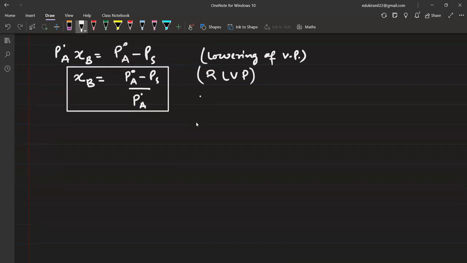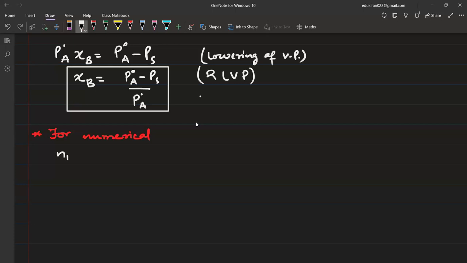Again, for the case of numericals, we have to do some adjustments. Please write for numericals. This basically is the definition of RLV. Now, let us suppose what is chi B and what is P naught A minus Ps divided by P naught.